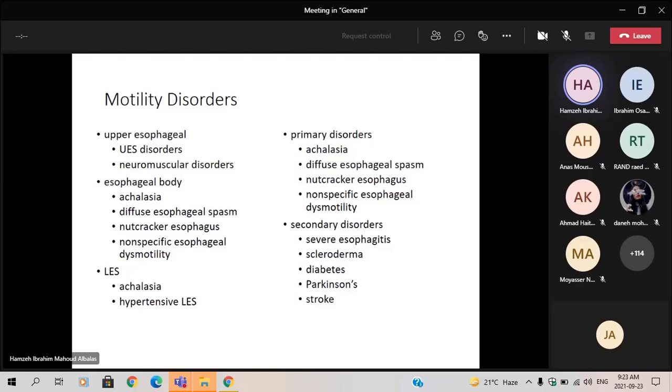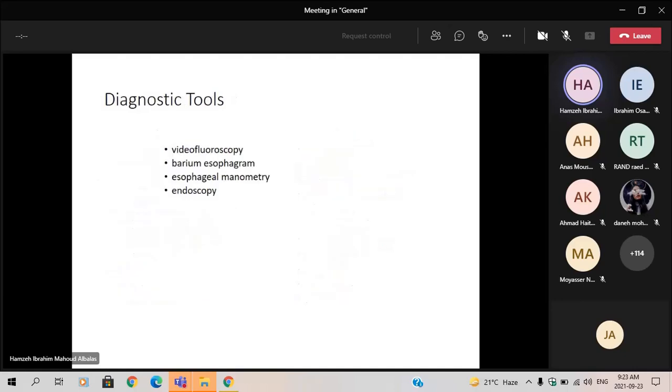In the upper esophageal disorders, it may be due to a neuromuscular disorder. In the esophageal body, it may be due to achalasia, diffuse esophageal spasm, nutcracker esophagus, or nonspecific esophageal motility disorder. In the lower esophageal sphincter, it may be achalasia or a hypertensive lower esophageal sphincter, primary or secondary. We will briefly discuss the most common presentations and treatable causes of dysphagia.